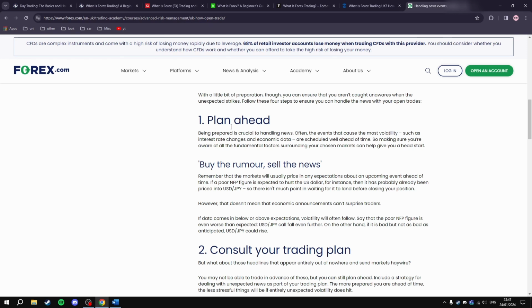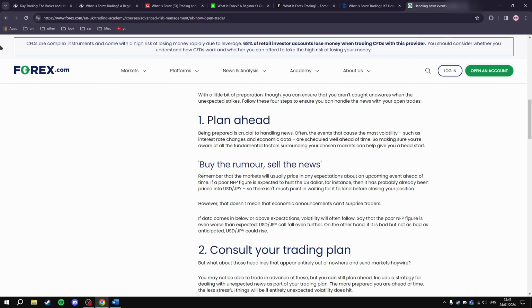Buy the rumours, sell the news. Remember that the markets will usually price in any expectations about an upcoming event ahead of time. If a poor NFP figure is expected to hurt the US dollar, for instance, then it has probably already been priced into USD JPY, so there isn't much point in waiting for it to land before closing your position.